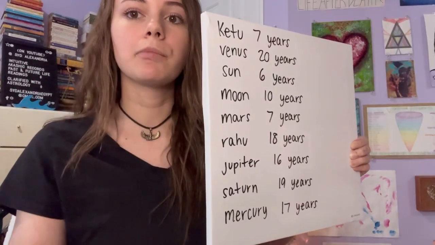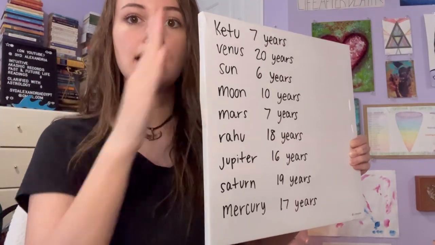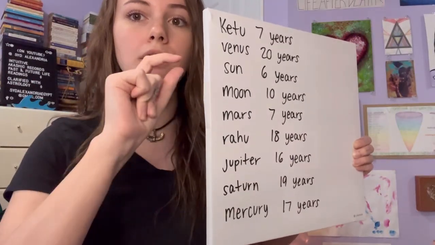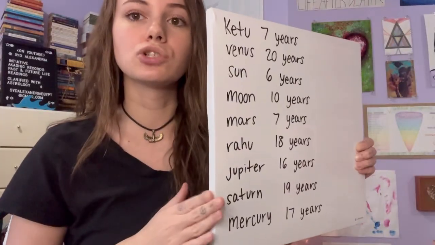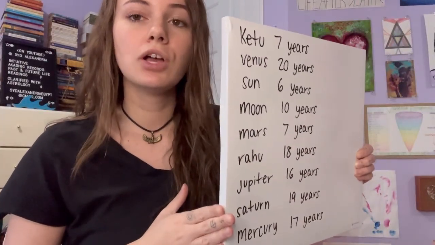We can break that up further into antardashas and see what planet is ruling a smaller percentage of that larger period of your life. So once you get into the antardashas, that is where shit gets real. So I highly recommend going to this dasha and antardasha calculator. You can even break it up even further from the antardashas into even smaller increments of time to get really down to the specifics of when certain things could happen.